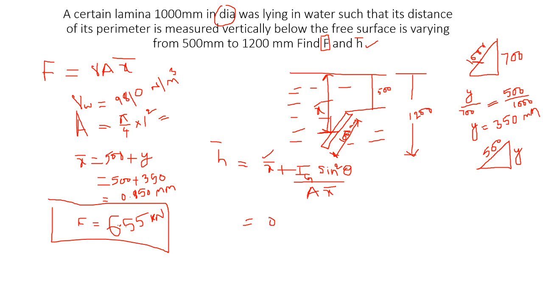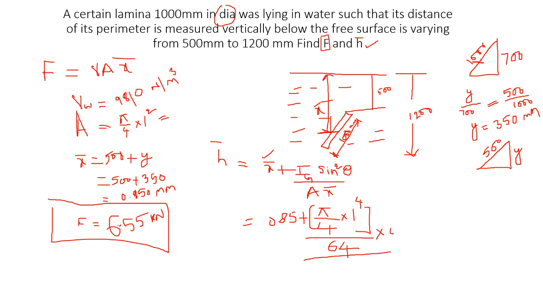X bar is 0.85. Plus Ig, which is pi d to the power of 4 by 64. The diameter is 1 meter, so d to the power of 4 is 1. So pi d to the power of 4 by 64, divided by the total I value, into sin square theta.